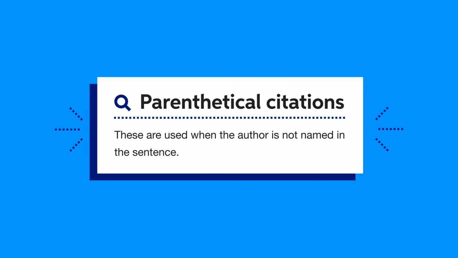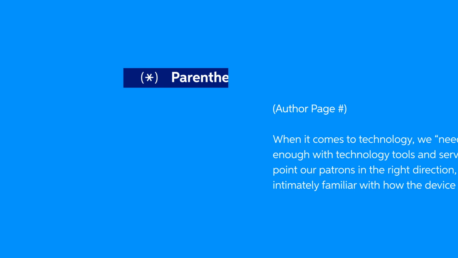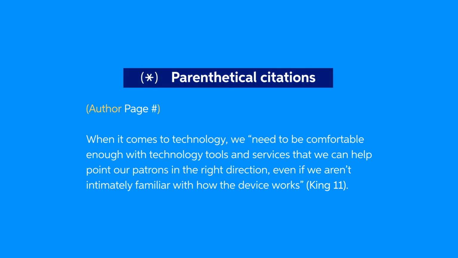A parenthetical citation is used when the author is not named in the sentence. Instead, the author's name is placed in parentheses after the sentence, along with the page number of the cited text where the quote appears. In this example, King's name is not included in the sentence itself, so his name is in parentheses after the sentence, with 11 for the page number where the quote can be found in the original text. Think of the parenthetical citation as a kind of name tag that leads the reader to the correct reference in the works cited page.